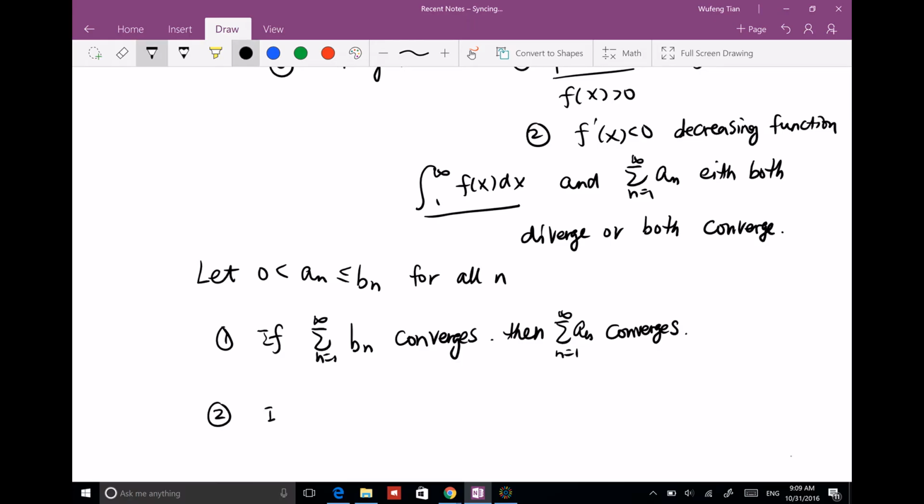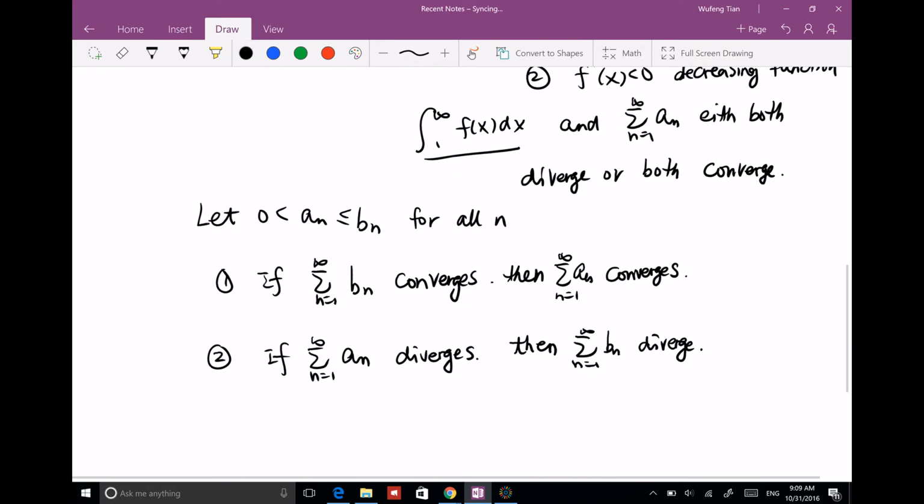Second, if the series from n equals 1 to infinity of a_n diverges, then the series from n equals 1 to infinity of b_n diverges. Okay, so when you look at this, you can think about the series. If b_n is bigger than a_n and the bigger one converges, the small one converges for sure. Obviously both of them are bigger than 0, you can check this. If you add all of the b_n together, that bigger one converges. Every term of a_n is smaller than b_n, so when you add together, it must be smaller than the series b_n. So it must converge for sure.